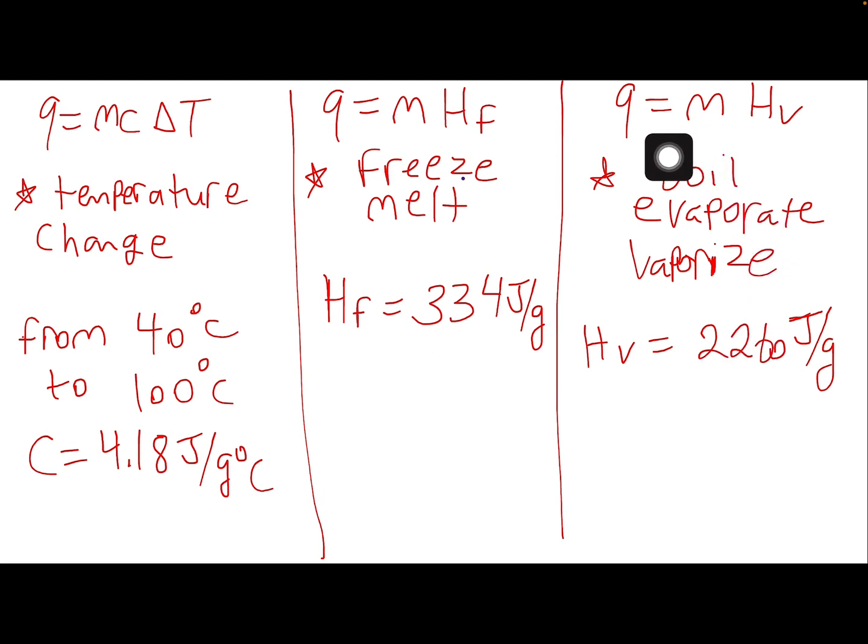And finally, you have your heat of vaporization. Q is equal to mHv. Your keywords for this are boil, evaporate, or vaporize. You can find this formula on Table T, as in terrific, I don't need to remember this. And you can find the constant 2,260 joules per gram on Table B, as in believe that I do not need to remember this.